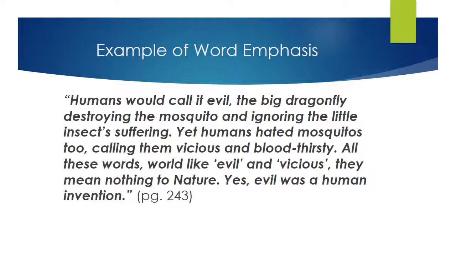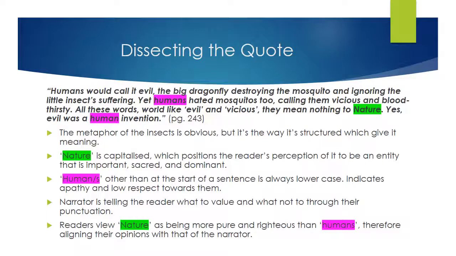Humans would call it evil, the big dragonfly destroying the mosquito and ignoring the little insect suffering. Yet humans hated mosquitoes too, calling them vicious and bloodthirsty. All these words like evil and vicious, they mean nothing to Nature. Yes, evil was a human invention.